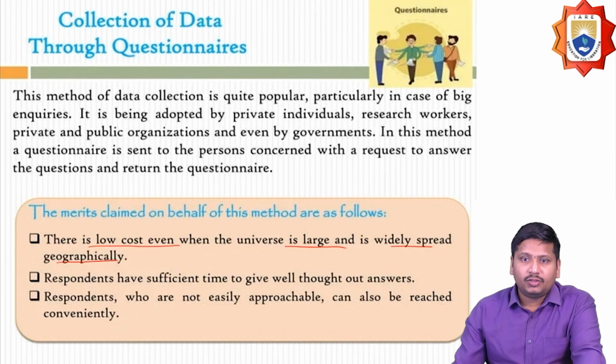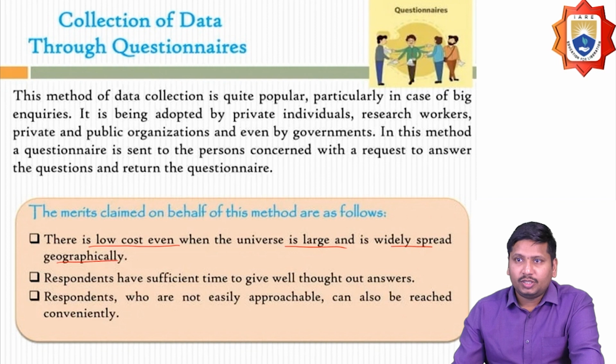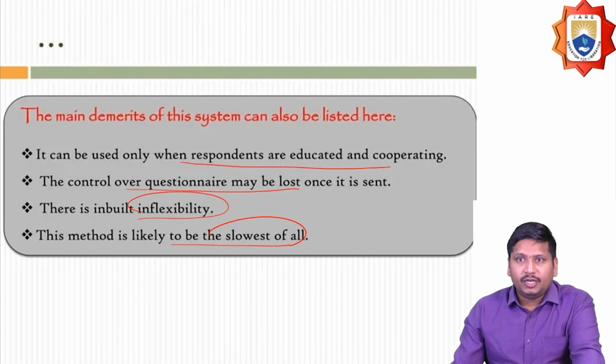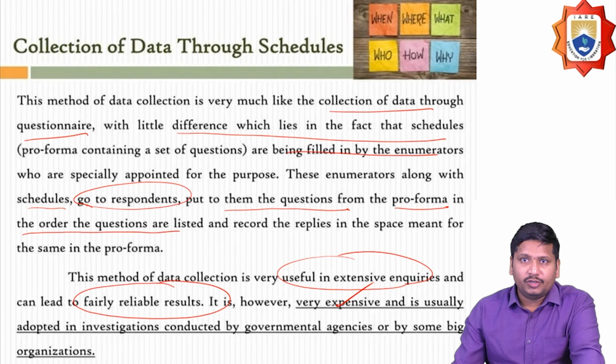Collecting data through questionnaires is another method. It is very low cost, even when the universe is large and widely spread geographically. The demerits are that it is the slowest of all, there is no inbuilt flexibility, and the response has to be executed. Then there is collecting data through schedules.